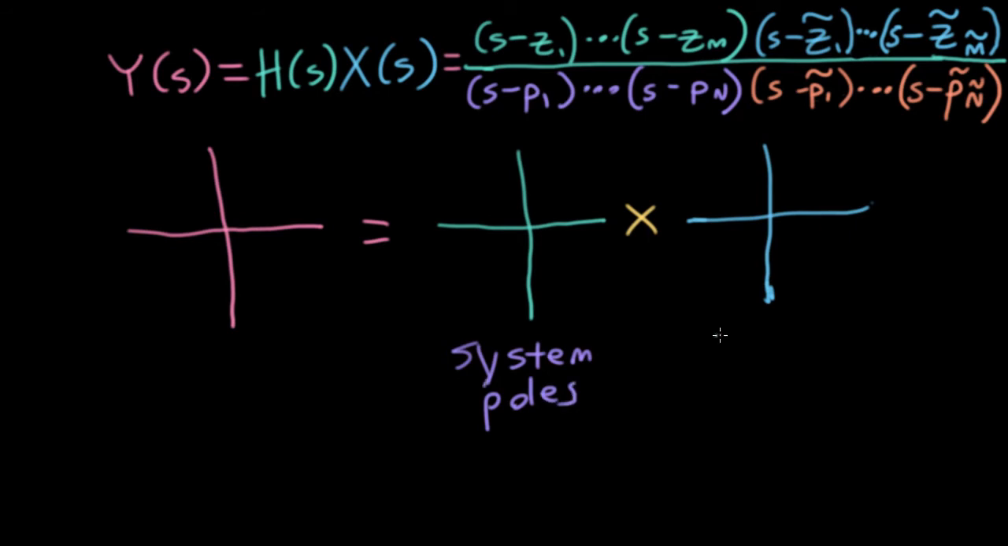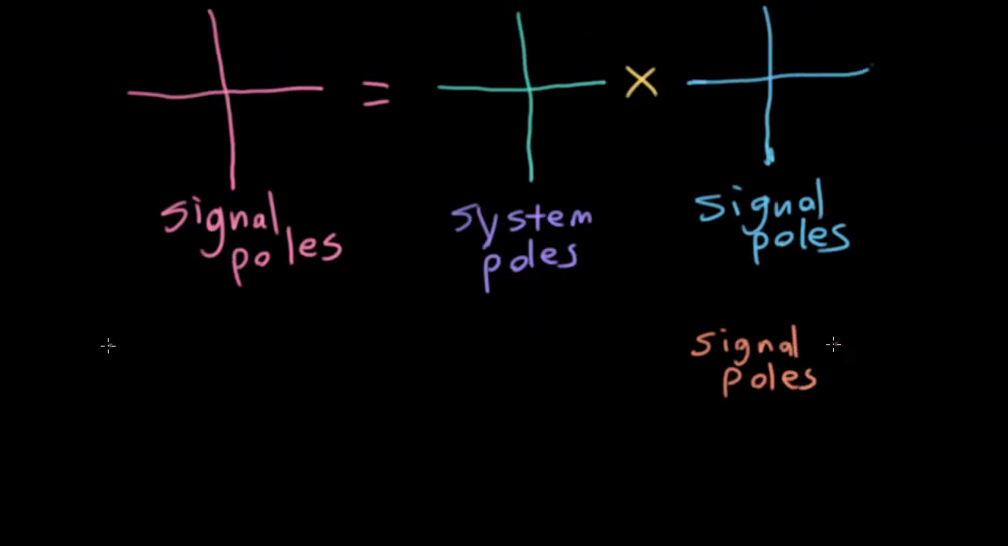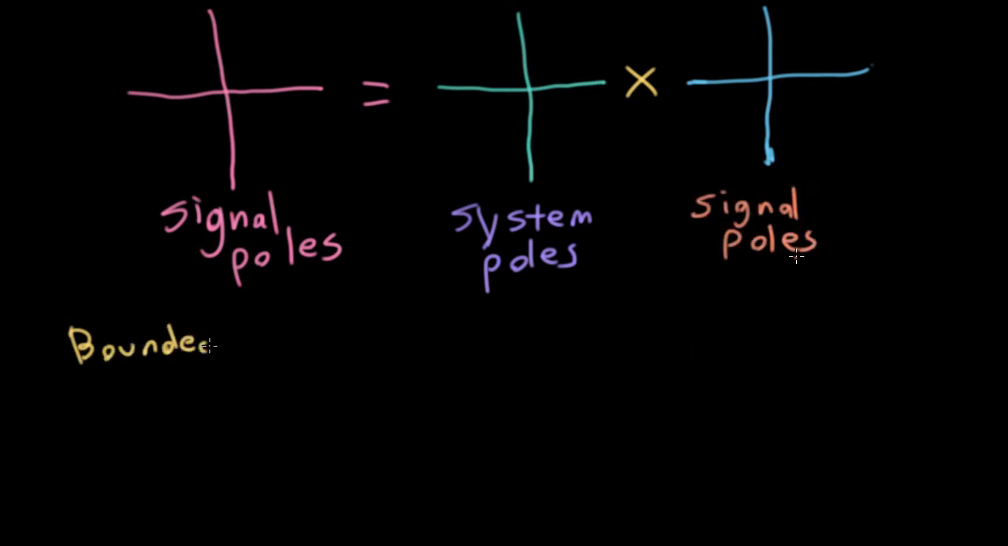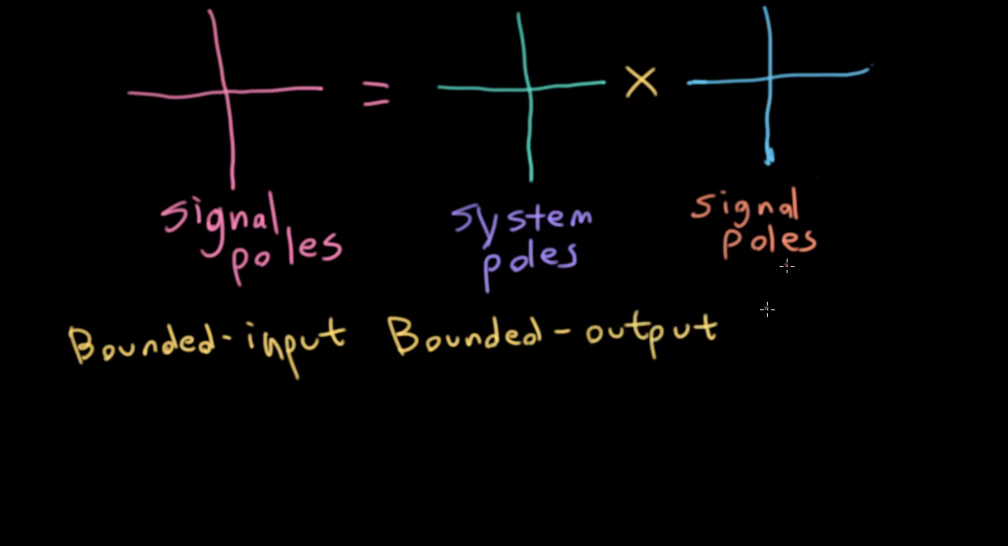And then I can think about the way that the system poles may or may not combine with the signal poles from the input to create these signal poles that we see at the output. So before I continue with this, I should probably actually define what stability is. I'm going to talk about bounded input, bounded output stability, usually abbreviated as BIBO.